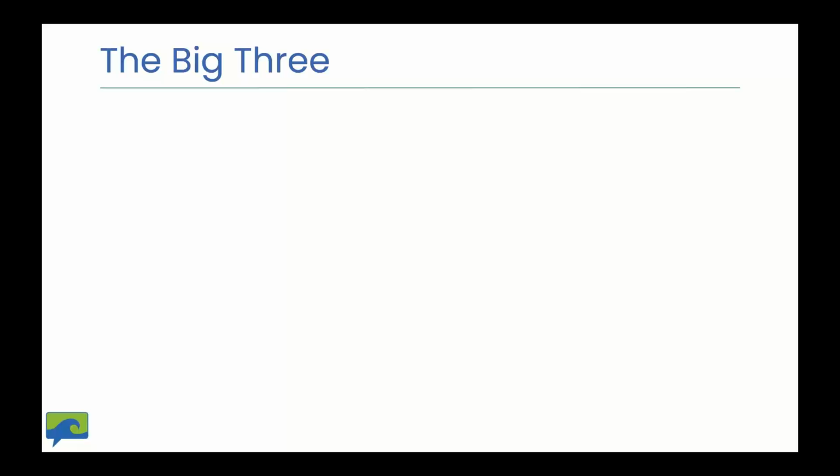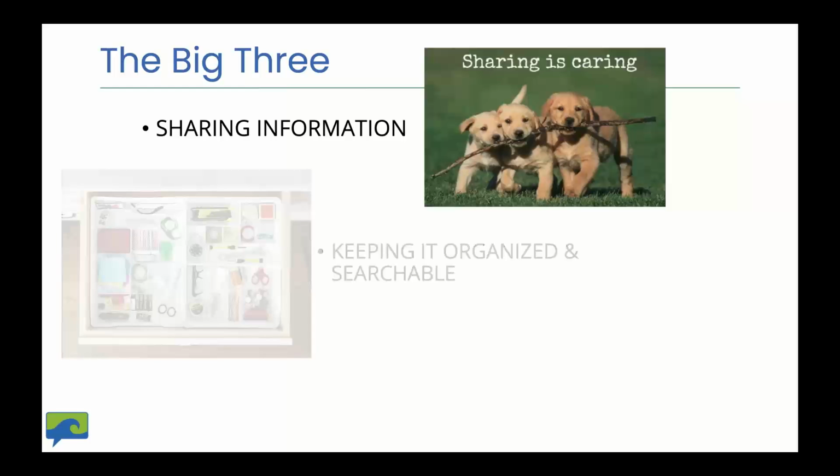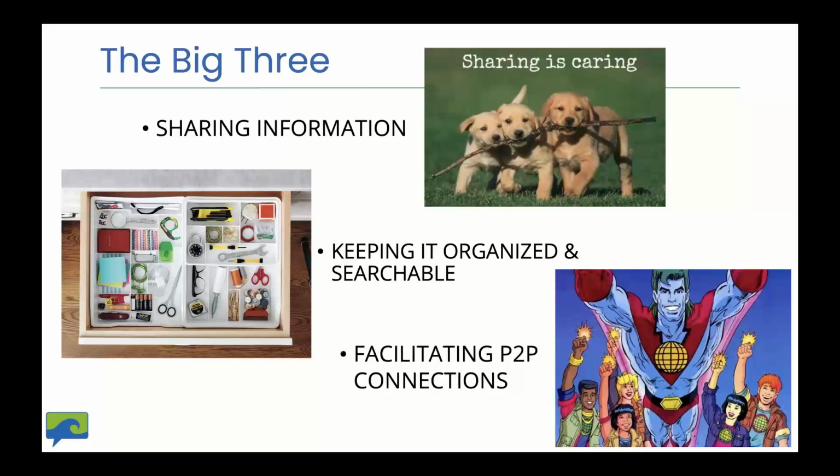So there's three big giant buckets that the OAIE is designed to work towards. The first is sharing information. That's pretty clear. The next part of it is making sure that that information is organized, it's searchable, you can find what you need and want quickly. And then the last part is facilitating these person-to-person connections so that it's not just a one-way transfer of information, it's creating substantial connections.